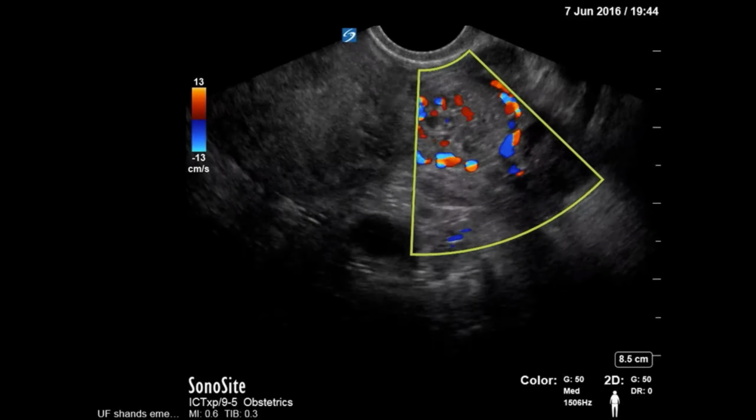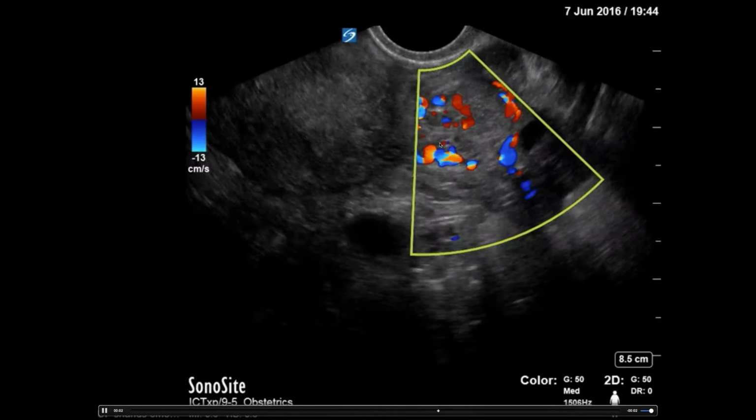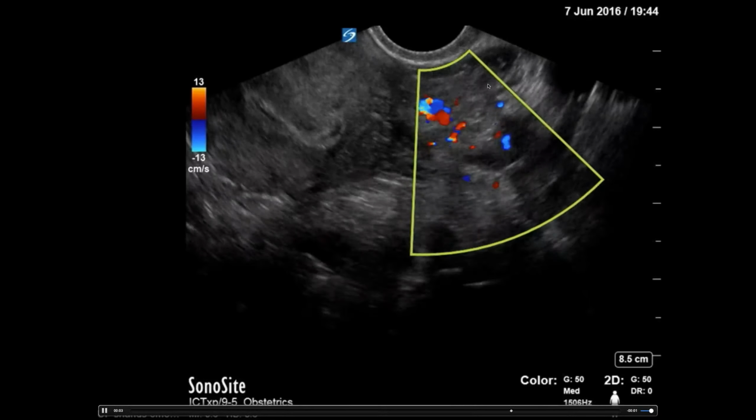So here we're doing the same sweep with some color Doppler. And we can see a ring of vascular supply within that mass. This is termed a ring of fire. A ring of fire basically just represents the increased blood supply that an ectopic pregnancy stimulates around it.